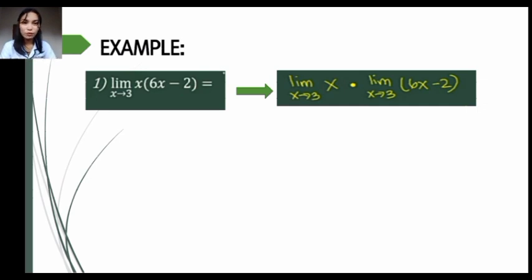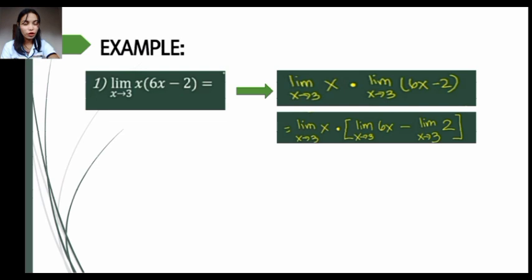Our first term, the limit of x as x approaches 3, we can directly get by using the identity rule. Okay, so what rule or theorem should we use for our second function? By our previous theorems, we have to use the difference rule. Okay, so it will look like this: the limit of x as x approaches 3 times the limit of 6x as x approaches 3 minus the limit of 2 as x approaches 3.